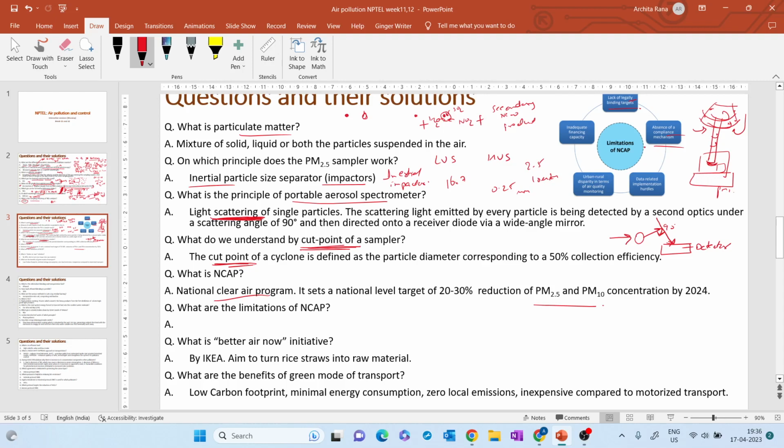Next is data related implementation hurdles. Even though we have a lot of monitoring sites across India, there are a lot of drawbacks with that data, because sometimes you don't have consistent data. Sometimes it's not reliable, or it's very different, or there is no maintenance of the instrument, so the data you might get is not reliable. There are a lot of hurdles in terms of data. Sometimes you don't find people to actually go and do the collection every day.